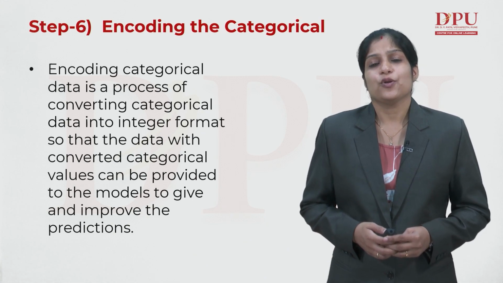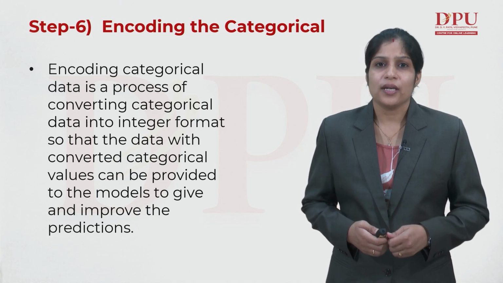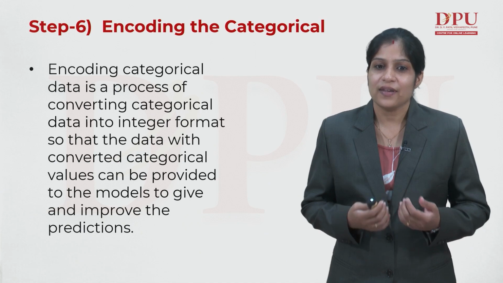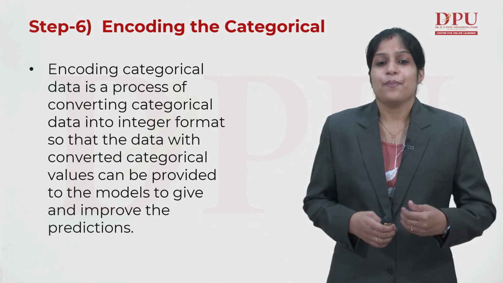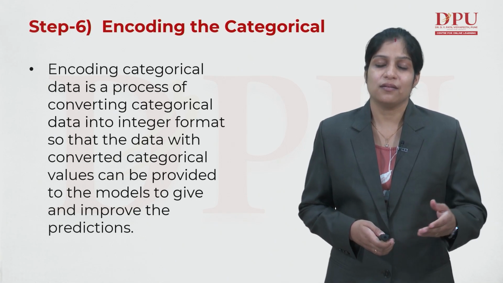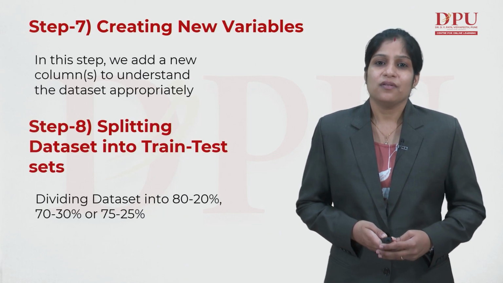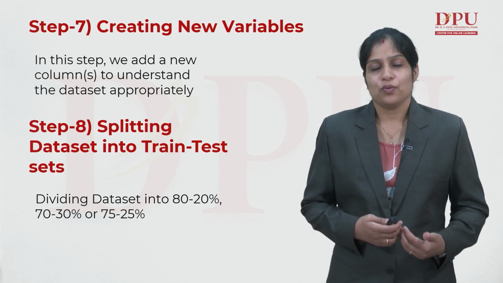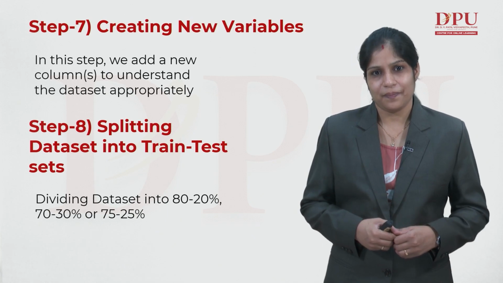Next step is encoding the categorical. It is the process of converting categorical values into integer values. And why are we doing so? So that our model can provide improved predictions. This is why we perform this step of encoding categorical values. Next step is creating new variables. Here we just add new columns to our data set so that we can understand the data set properly.